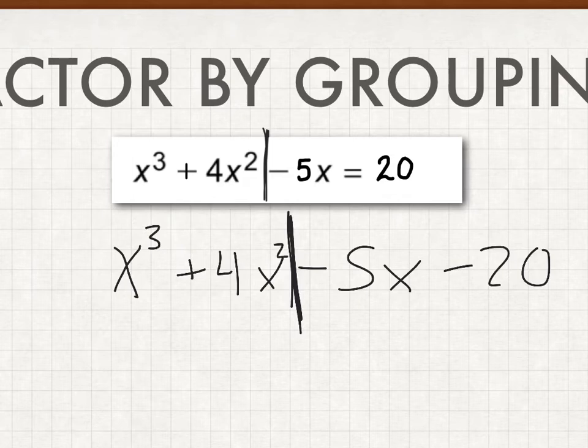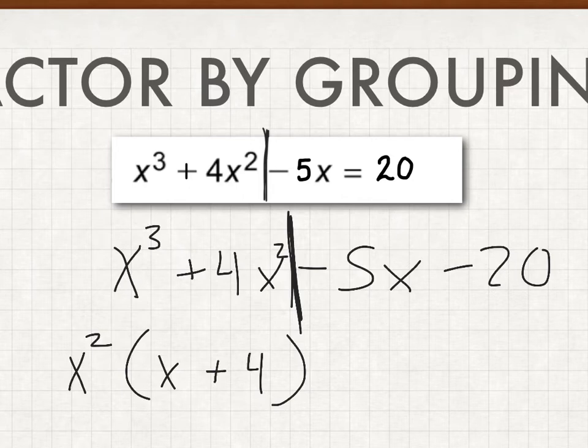What can we take out of our first half? X squared. What are we left with? X plus 4. What can we take out of our second half? We can take out a 5, but we need what's in our parentheses to be x plus 4, so we're going to take out a negative 5. So we divide both of these by -5.